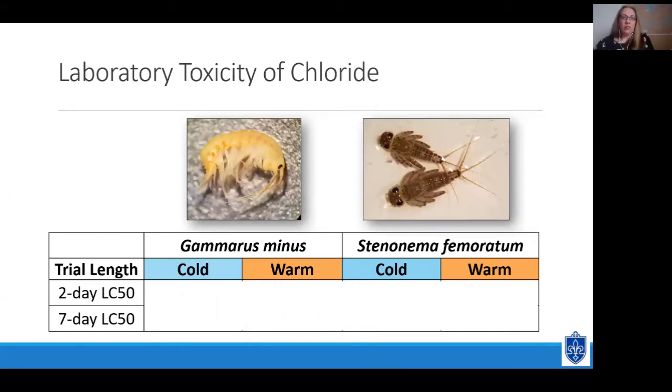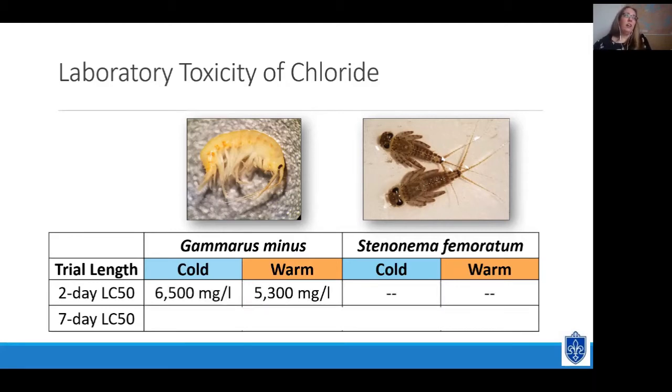So I'm going to show you the results of the lethal toxicity trial here in a moment. But first, I wanted you to note that the 2-day and 7-day LC50 values represent the concentrations of chloride that would be expected to kill half of the population after 2 or 7 days. And so when we see numbers here, the higher concentrations indicate a greater tolerance for salt. These results were generated using a probit analysis and were evaluated for significance based on the overlap of the 90% confidence interval.